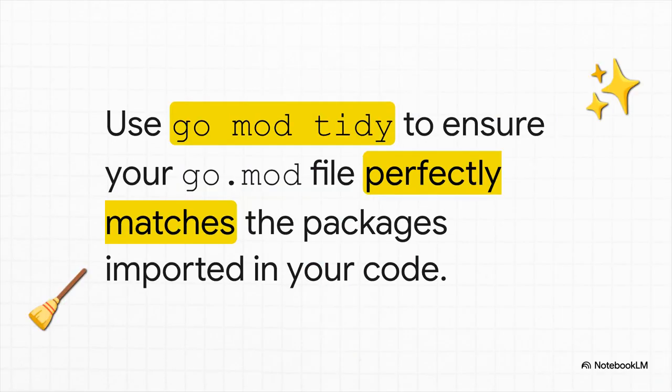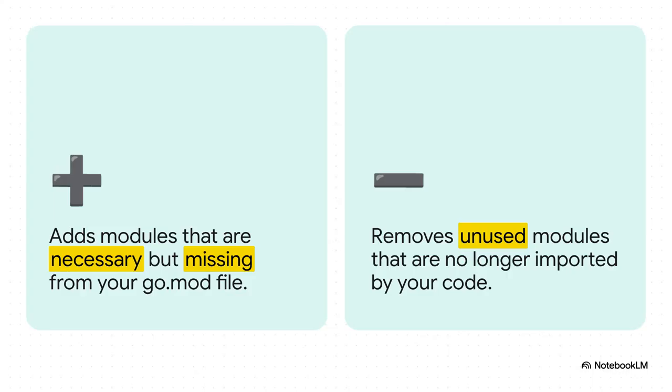And here it is, the one command solution to all that mess, go mod tidy. This is your housekeeping command. It's the magic wand you wave to make everything right again. Go mod tidy is brilliant because it does two things perfectly. On one hand, it looks at your code, sees any imports for packages that are missing from go.mod and adds them. On the other hand, it looks at go.mod and removes any dependencies that you're no longer actually using in your code. It makes your manifest a perfect mirror of your code.